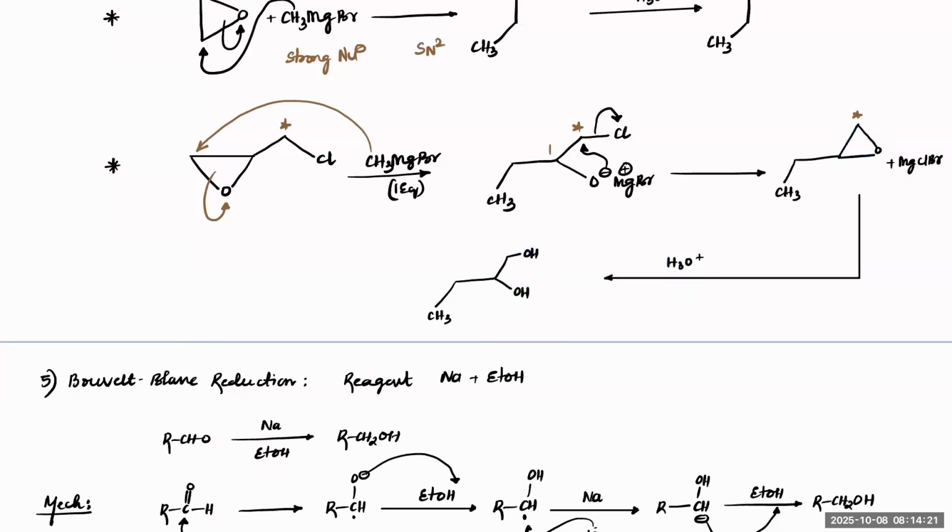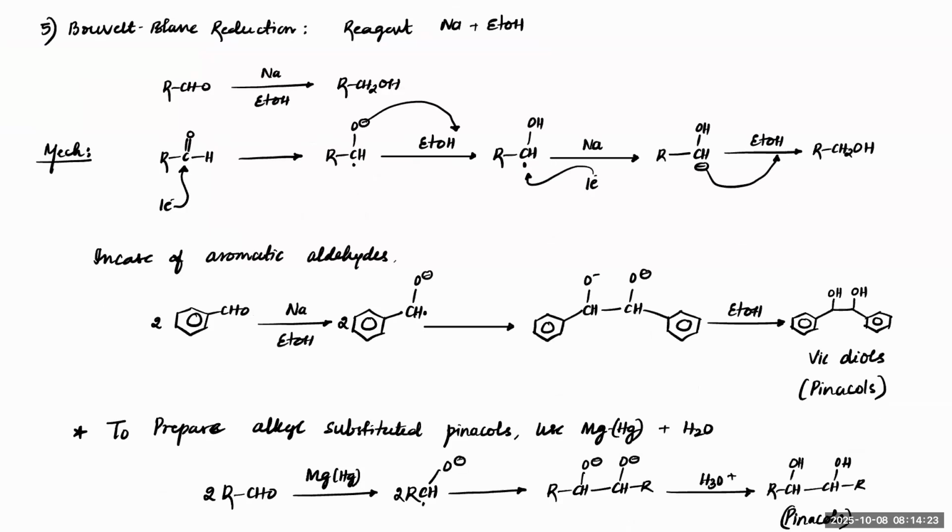The next reagent is Bouveault-Blanc reduction, where sodium and ethanol is being taken. Sodium and ethanol is an electron provider. So if you take an aldehyde or a ketone, you will get a dot here and O minus. O minus will take H plus from ethanol. Second electron will also go, gets minus charge, again takes H plus from ethanol. That's how you will get alcohol.